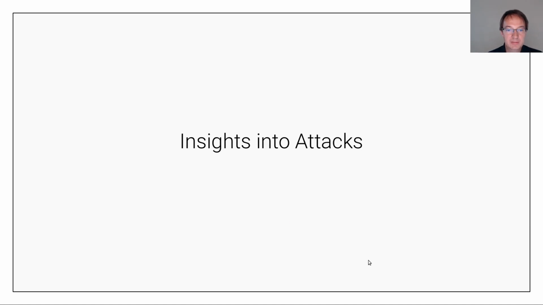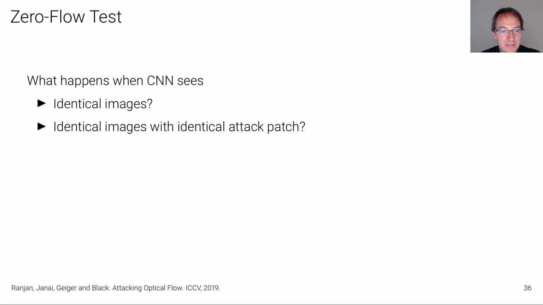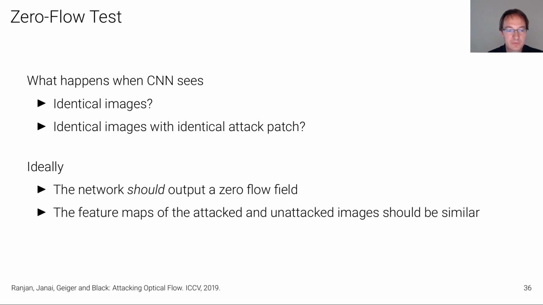In order to obtain some more insights into these attacks, we have proposed the zero flow test. So what you can do is you can ask, well, what happens when the deep network sees identical images? Or what happens when it sees identical images with the identical attack patch stuck to it? Ideally, in both scenarios, the network should output a zero flow field, and the feature maps of the attacked and unattacked images should be similar.